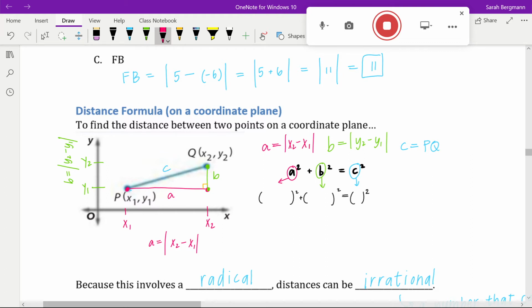Alright, so now what I'm going to do is substitute that into my Pythagorean theorem. Now I want to solve this for PQ because I'm trying to find the distance from P to Q. So if I want to solve this for PQ, right now I have PQ squared. To get PQ by itself, I have to square root both sides.